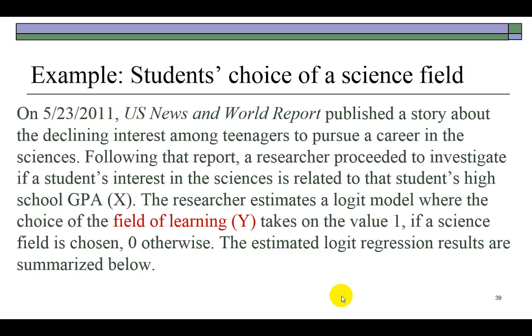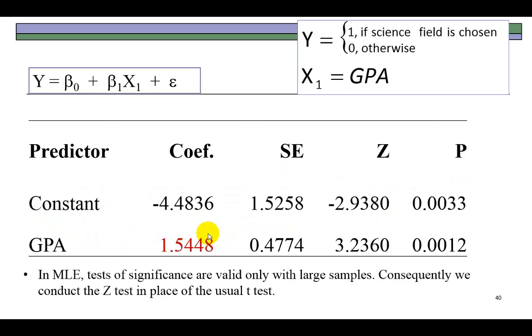So let's look at a quick example right here. All right, so here a researcher is seeking to use the Logit model to estimate the choice that a student would go into the field of sciences given the student's GPA. So real quick, here's the regression model right here. So it's a two-variable model. And here y would take on the value of 1 if the student chooses a science field in college, and x1 is the student's high school GPA. So the hypothesis here is that the likelihood that you'll choose a science field increases as GPA rises.